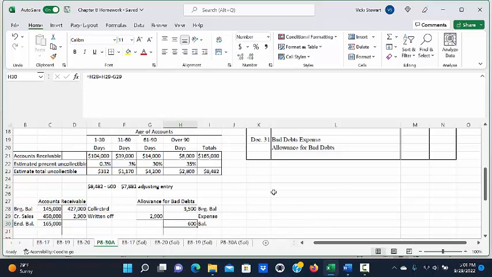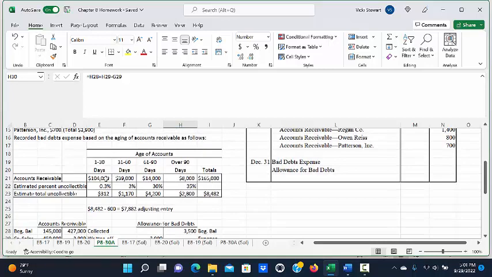Next, we're going to age our accounts receivables. So the problem told us the amount of the receivables that we had in each of the categories. In the 1 to 30 days that are past due, we had $104,000. In the 31 to 60 days, we had $39,000. In the 61 to 90 days, we had $14,000, and in the over 90 days past due, we had $8,000.